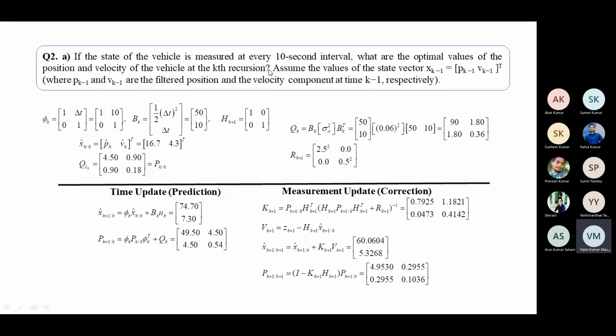So for the kth recursion, you can see here. So this question is very similar to the last one. You also have to solve this.